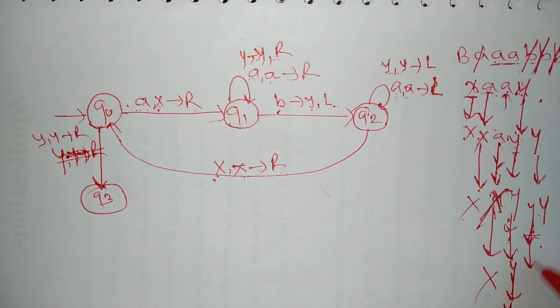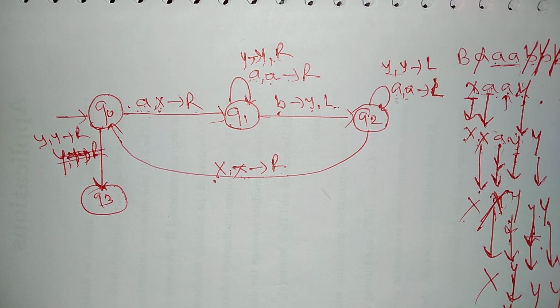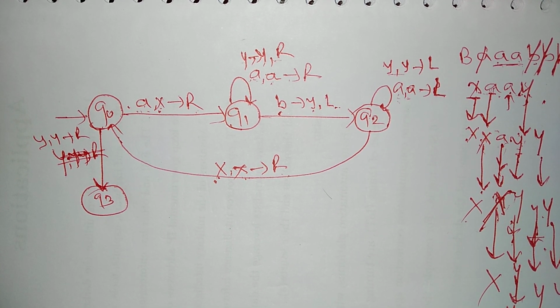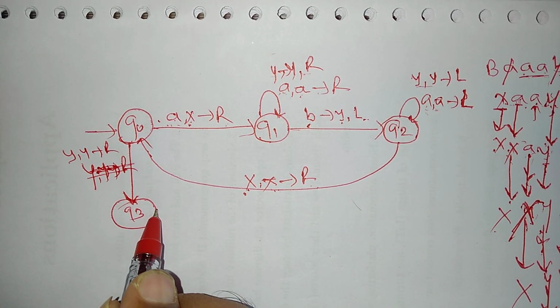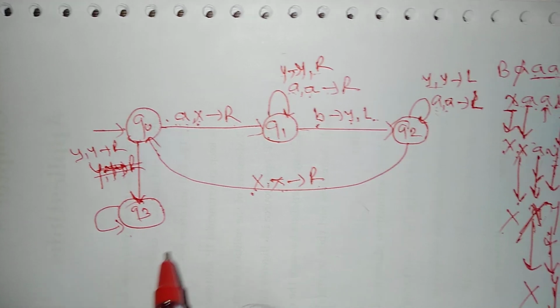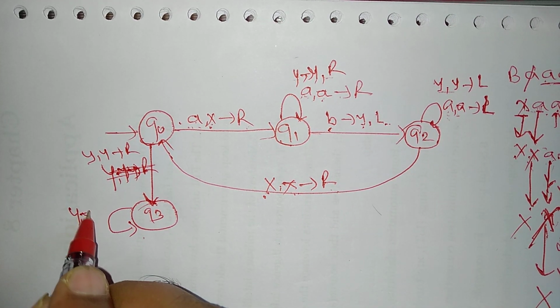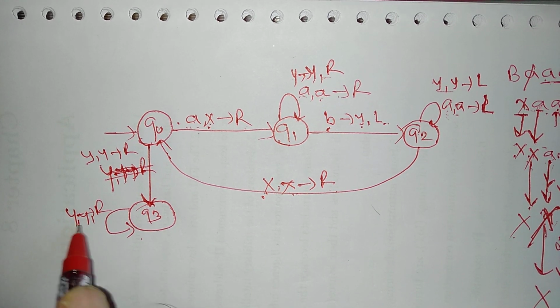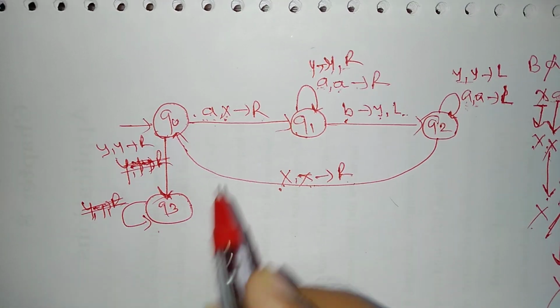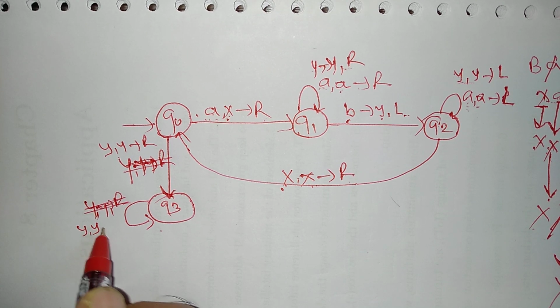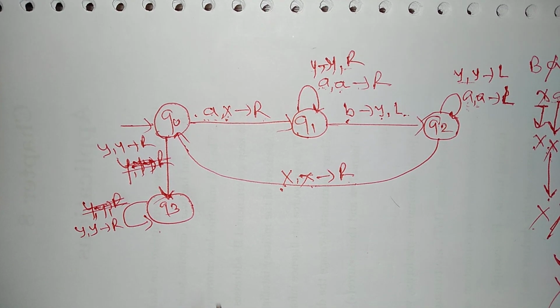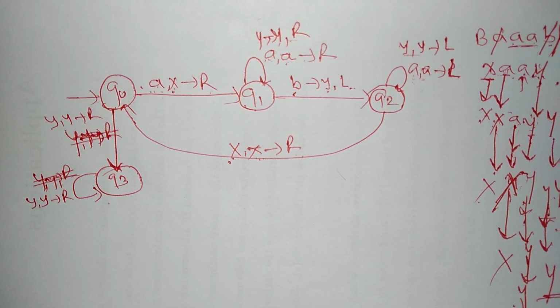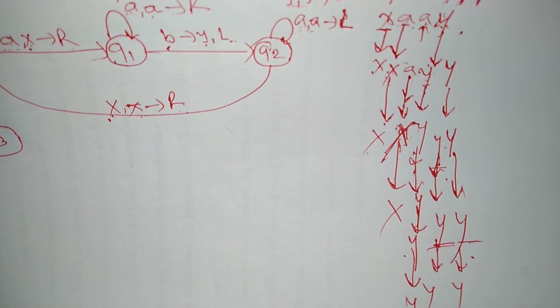We can check, there is a possibility that n number of Y will be there. For n number of Y, we can have a self loop: Y replaced with Y, go to the right side. We will write here clearly, Y replaced with Y, go to the right side. So it will replace all Y's.